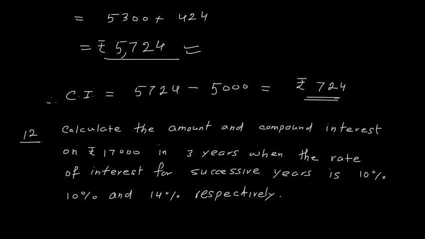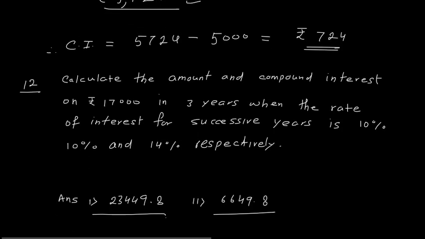So what you have to do, you have to calculate the amount and compound interest on rupees 17,000 in 3 years, and rates are different. For first 2 year rates are same, 10%, 10%, and then for third year it is 14%. So you calculate, I believe that you will get answer as 23,449.8 as the total amount after 3 year, and rupees 6649.8 as the compound interest for these 3 years.